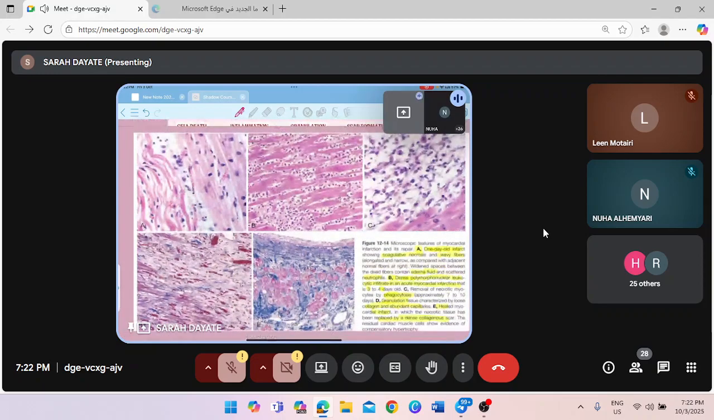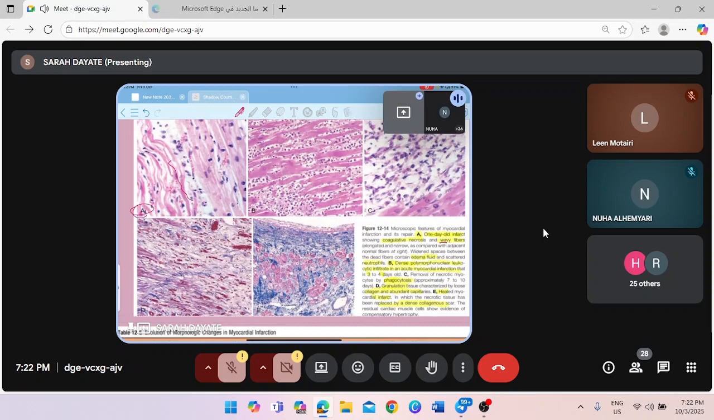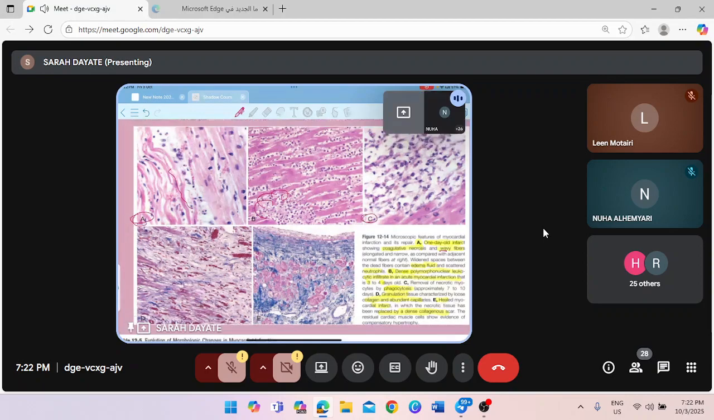So as you can see here in A, in a 1 day old infarct, we have something called wavy fibers. So the fibers are not tight, they are weak, and edema has been formed as well. And in B, as you can see, the neutrophils, you will see an inflammatory process is going on. Neutrophils have infiltrated, after 3 to 4 days. In C, we have removal of necrotic myocytes by the macrophages, or what we call phagocytosis.